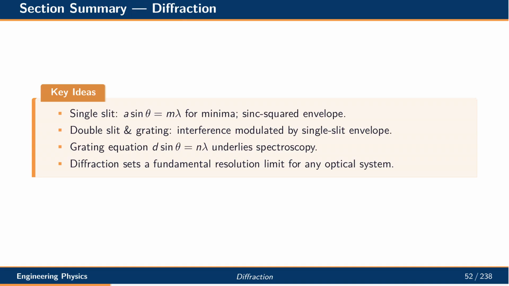Let us summarize this section. For a single slit, minima occur where slit width times sine angle equals integer wavelengths, with a sinc-squared envelope. Double slits and gratings combine interference with the single slit envelope. The grating equation underlies all of spectroscopy. Most importantly, diffraction sets a fundamental resolution limit.